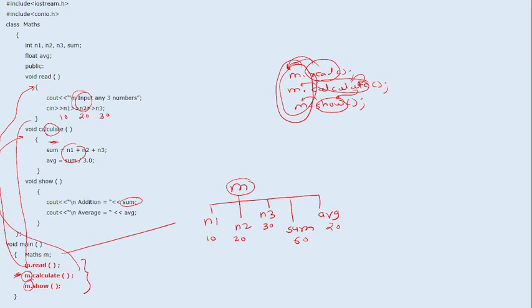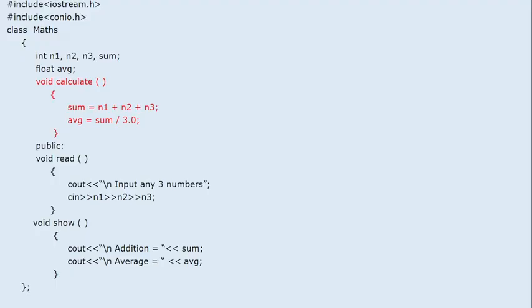Now here we have three member functions: read, calculate and show. Generally, the member function in which we are doing some calculation, we mention as private. The member function which is doing some calculation, that member function's scope we make private. So here we are making the function private.